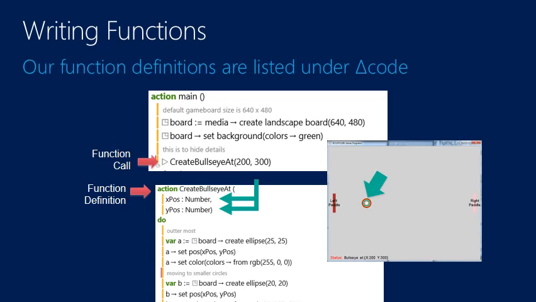So inside of TouchDevelop, our function definitions are listed under the code button. It's a triangle under code, and any of your calls will be located through there. So create bullseye would be identified by this function call with the triangle. And the definition, you can see here we have our x position and our y position as our parameters.